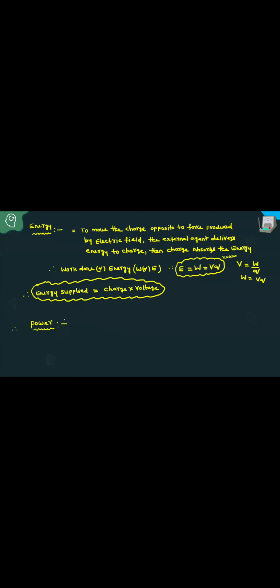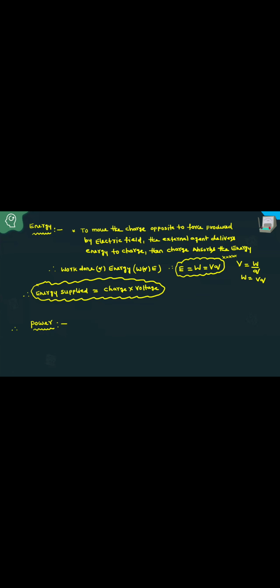Then how to define the power source? The energy is transferred to the charge. Why is energy transferred to the charge? For the movement of the charge. For the movement of the charge, the energy is transferred by an external agent. Battery is one external agent. Source is the one external agent here. The rate at which energy is transferred to the charge, that is called power.